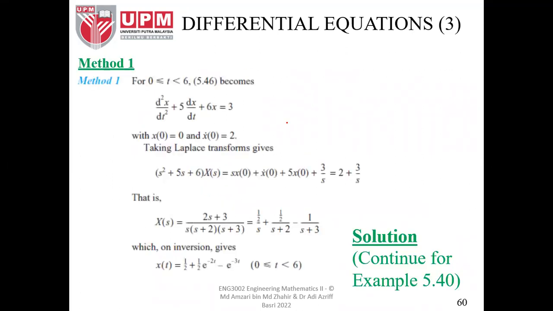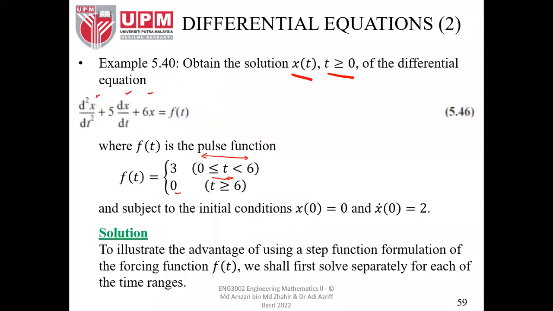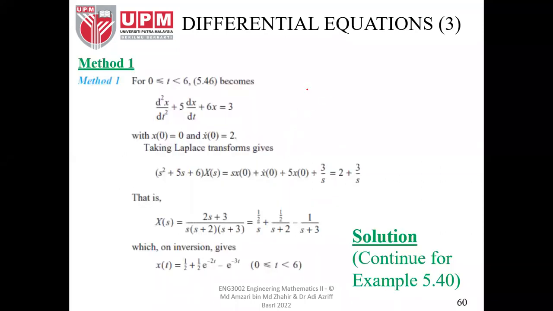So what you need to do now, we have two conditions here. First, the condition from 0 to 6. The second condition is from 6 and above. So we go one by one. For 0 to less than 6, the main function can be transformed using the Laplace transform.